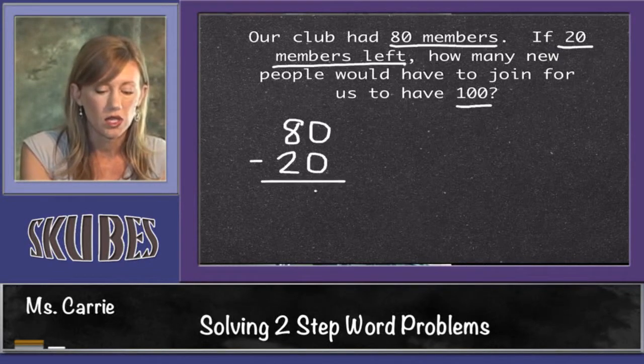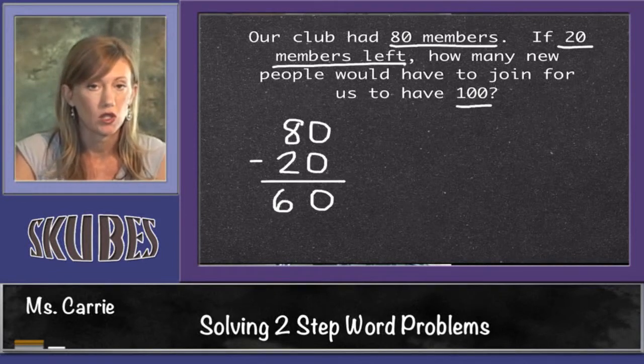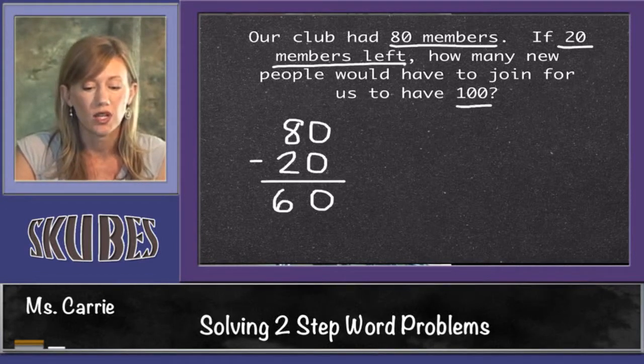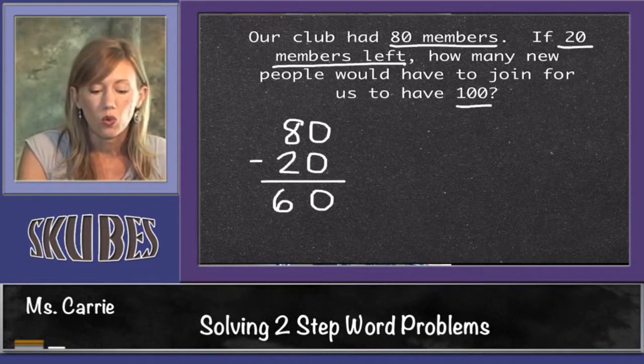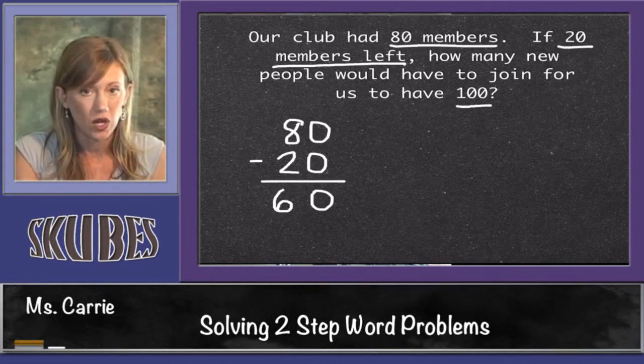0 minus 0 is 0. 8 minus 2 is 6. Right now they have 60 members because 20 left. Remember they had 80 to begin with. Now how many new people would have to join for us to have 100? So what are we going to have to add to 60 to get to 100?